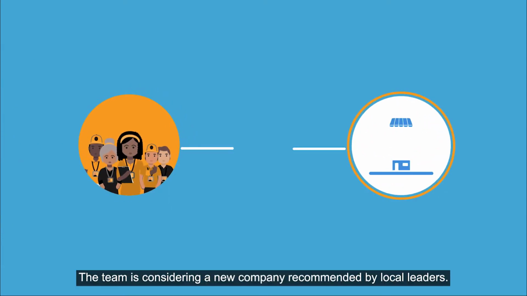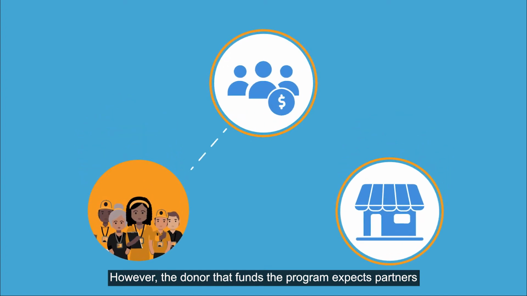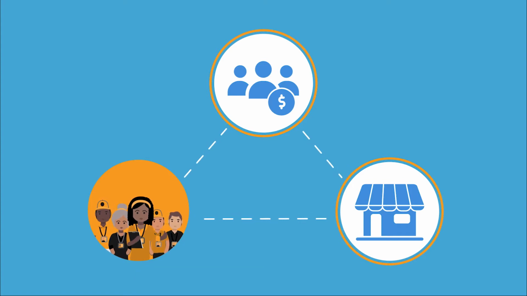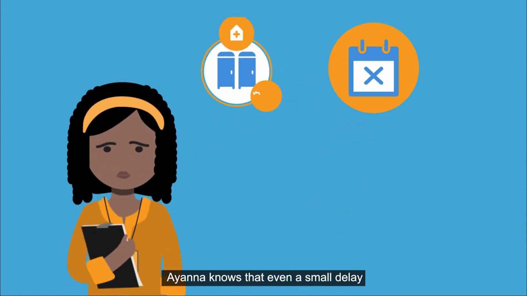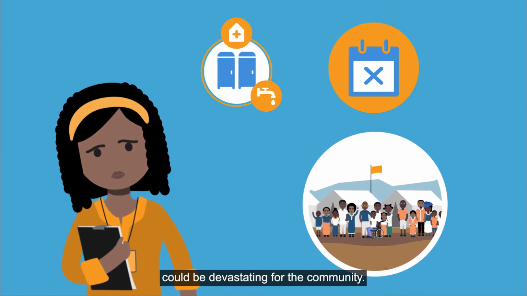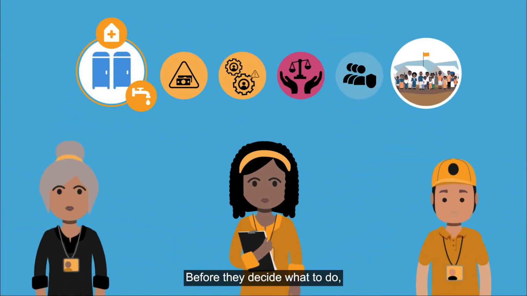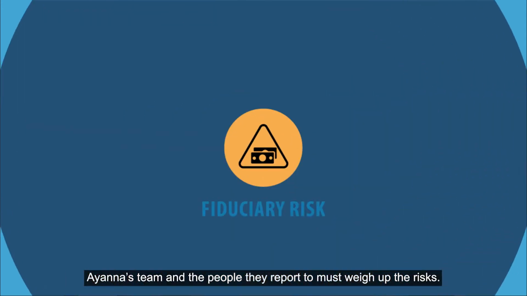The team is considering a new company recommended by local leaders. However, the donor that funds the program expects partners to use competitive processes for new contracts. Restarting this process could take months. Ayana knows that even a small delay could be devastating for the community. More people could get sick and die. Before they decide what to do, Ayana's team and the people they report to must weigh up the risks.